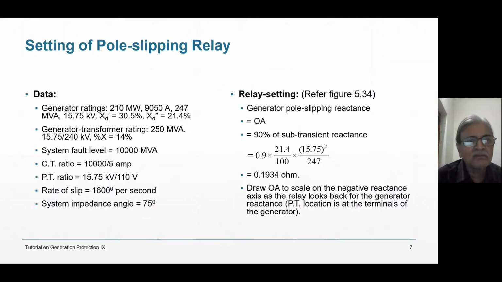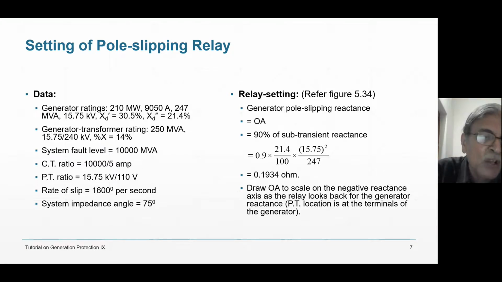So how to set this relay? That we will try to see. Generator rating is 210 megawatt, 9050 amperes, 247 MVA, 15.75 kV. Transient direct axis reactance is 30.5. Subtransient direct axis reactance is 21.4. Generator transformer rating is 250 MVA, 15.75 to 240 kV. Percentage reactance of the transformer is 40%.